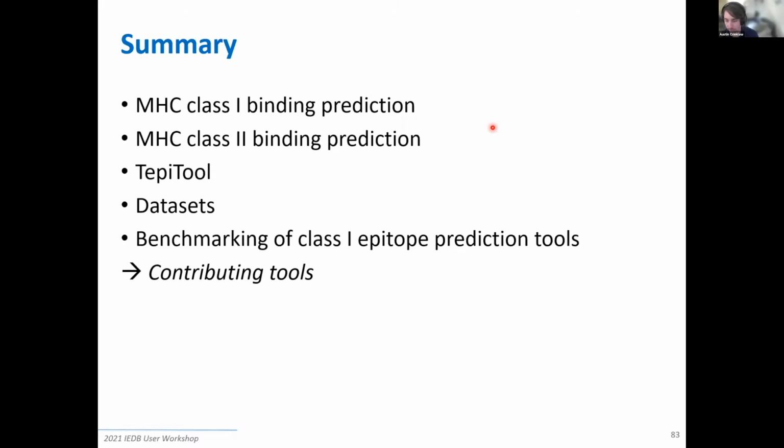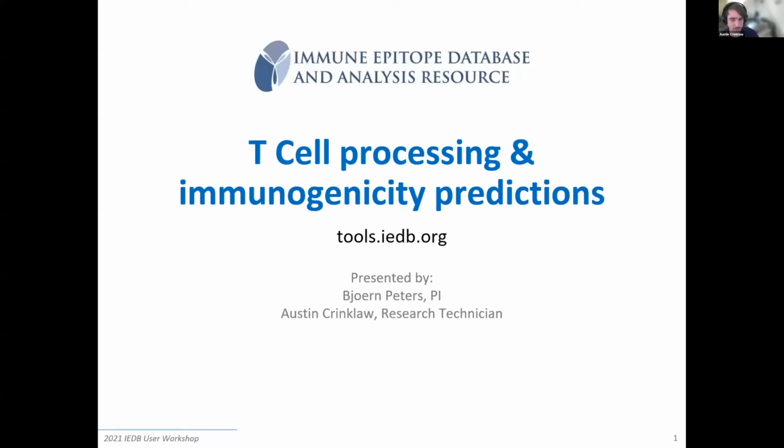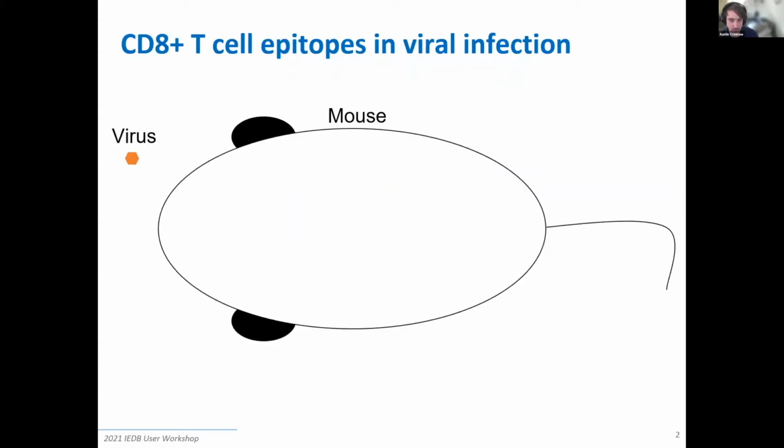So yeah, I'm Austin. Let me share my screen. Sorry about that. I was a research tech in Bjoern's lab for a little over 3 years. I mainly worked on creating new tools for the IEDB, but today I'm going to be talking about the T-cell processing and immunogenicity predictions. I'm going to give a broad overview of the biology and the motivation, then a more specific look at some of the pathways, and then I'll be walking through some of the tools, specifically for class 1. Then I'll pass it back to Bjoern, who will do class 2.